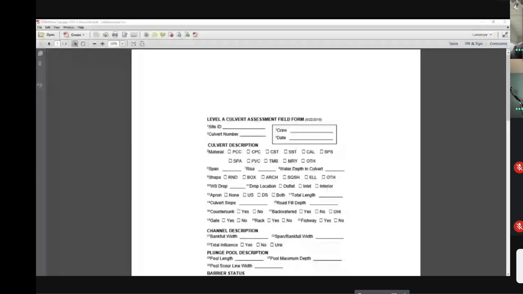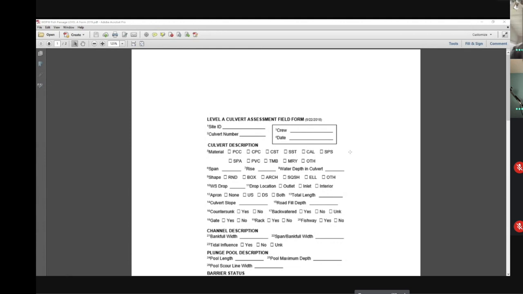The comments can be invaluable, especially when we get a collection of culverts that we're looking at, and we're trying to decide which ones we're going to go back to or which ones we want to get a level B on. Those types of comments are really helpful to know. So that would be in the comments section where you would note that? Yeah, it would be.